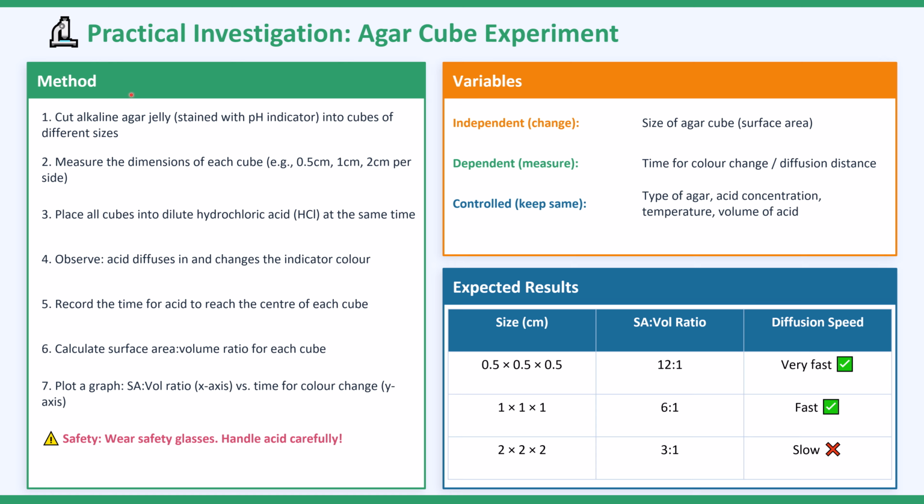Here is the experiment method. When describing this method in an exam, precision is key. First is preparation. We start with alkaline agar jelly stained with an indicator like phenolphthalein. We cut this into cubes of varying side length, for example 0.5 cm, 1.0 cm and 2 cm.